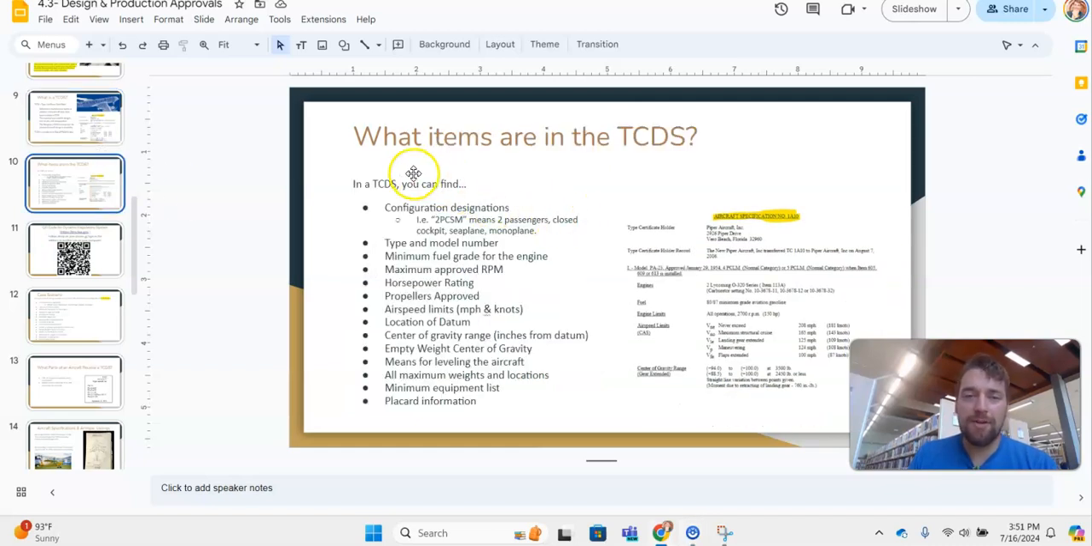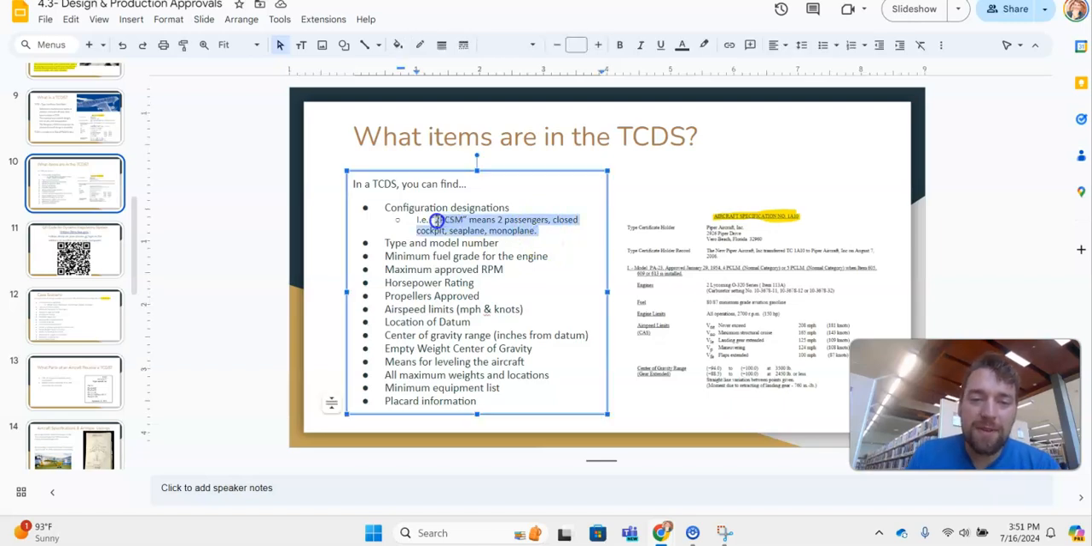Let's go ahead and jump ahead on what items there are in the TCDS. So in the TCDS, you can find a whole bunch of things, including configuration designations, which, by the way, if you see a symbol that looks like this, like 2PCSM under configuration designations, what that means is that your airplane is 2 passengers, it's a closed cockpit, it's a seaplane, and a monoplane. So do keep that in mind. You may get quizzed on something like that.